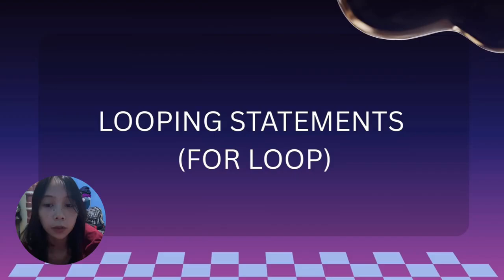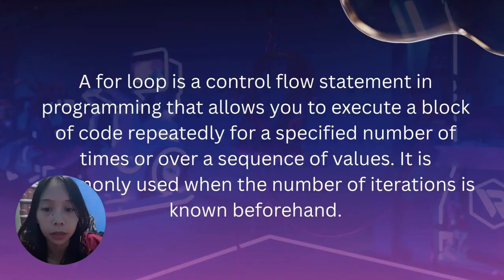So now I am going to discuss the topic of looping statements, or for loop. A for loop is a control flow statement in programming that allows you to execute a block of code repeatedly for a specified number of times or over a sequence of values. It is commonly used when the number of iterations is known beforehand. So the for loop is very interesting for me.